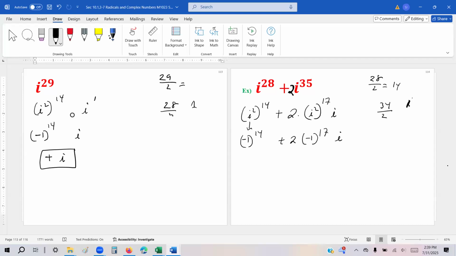And now come the negative roots. -1 an even number of times means what? 1. 2 times. -1, 17 times. Is 17 odd or even? Odd, so it's -1, and then the extra i. So 1 minus 2i. And we cannot combine them because 1 doesn't have any i.